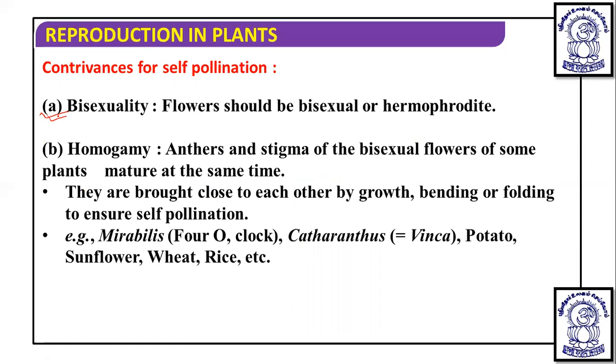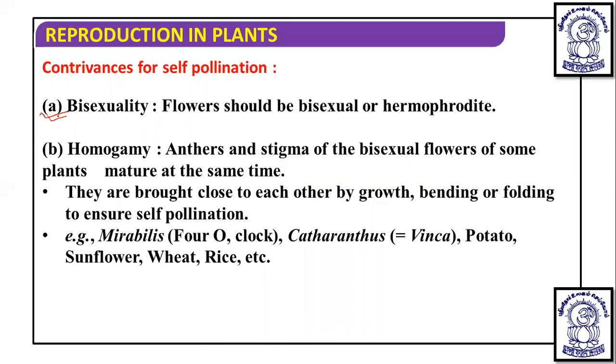But here we are going to talk about the term bisexuality of flower. It means there are two types of flower. One is unisexual, one is bisexual. If it is unisexual, it has either carpel or stamen. But if it is bisexual, it has both stamen and carpel. If this is bisexual, it is known as hermaphrodite, and here a transfer of pollen grain occurs from the anther to the stigma of the same flower. So it promotes self-pollination.